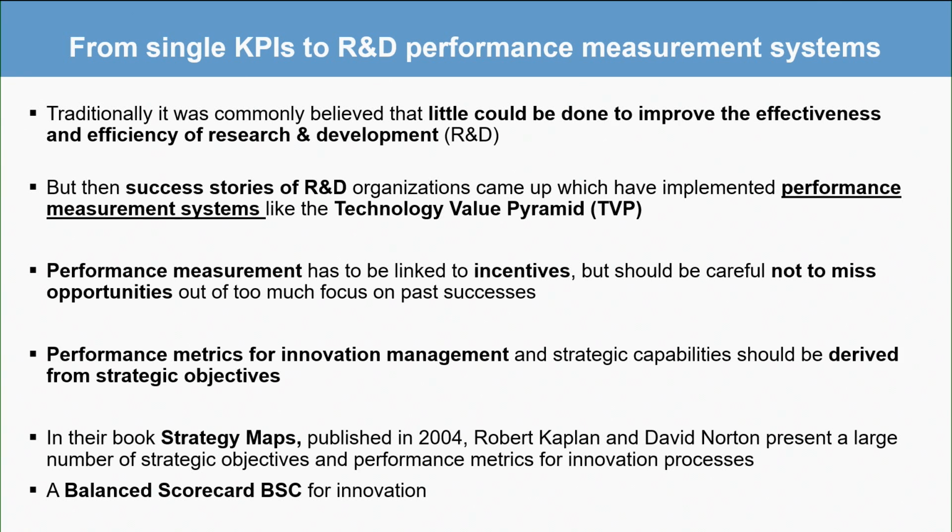And then there were success stories coming up of some leading companies that really came up with specific performance measurement systems that showed, based on what I explained on the previous slide, that there are systems for how to do it. One was the technology value pyramid. It's not important to go into detail there. You can Google it again if you like. But this was one of the first systems implemented by companies to really balance between the different layers of KPIs.